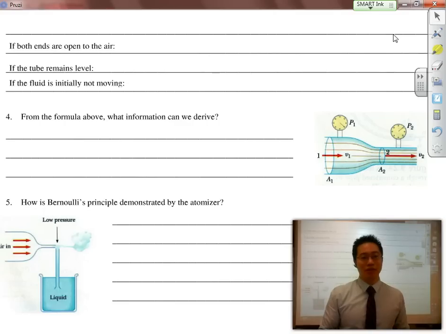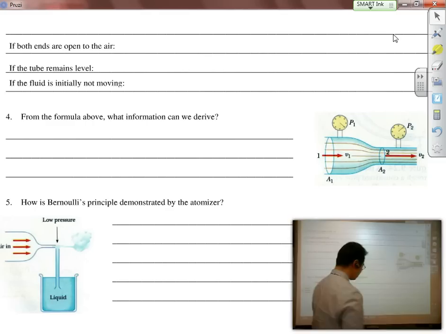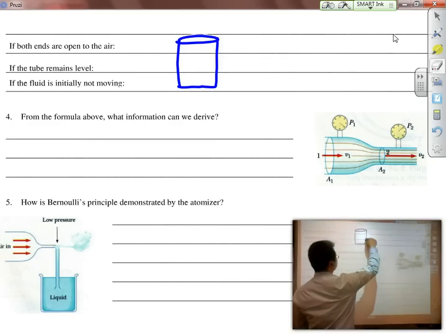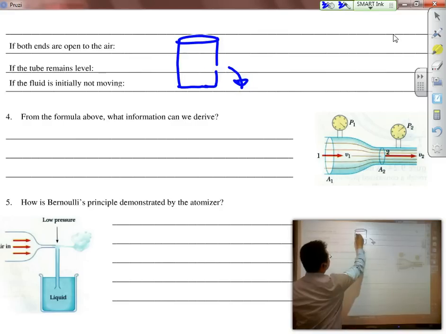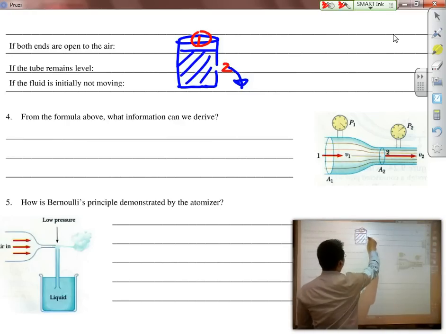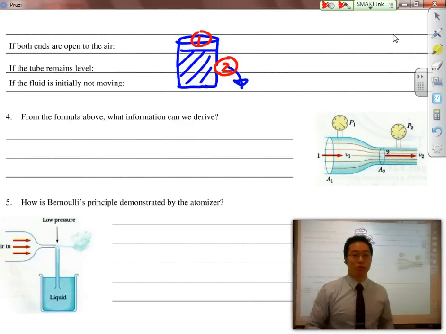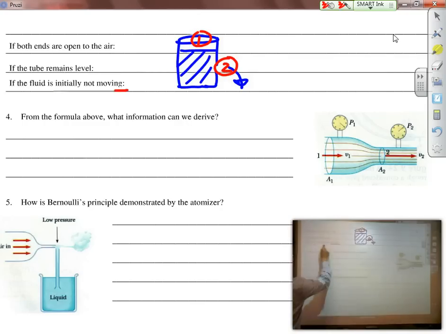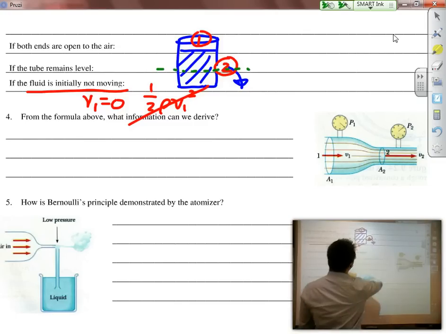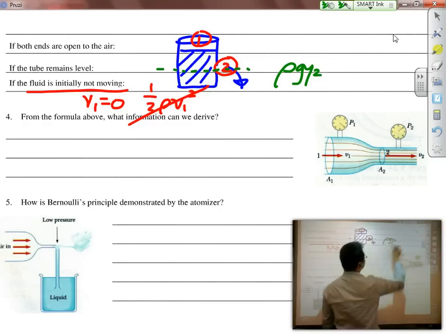Actually, let's do it if the fluid is initially not moving. Let's say you had a bucket of water, and someone shoots a little hole into that bucket, so the bucket of water starts leaking out. In this case, we have two locations: the water at the top versus the water that's actually leaking out. But the water at the top isn't really moving down noticeably at all. So if the fluid is initially not moving, that means your initial V1 will equal 0, and your 1/2 rho V1 squared is going to cross out. I do also want to mention that if 2 were at the bottom, that means your rho g y2 will cross out.